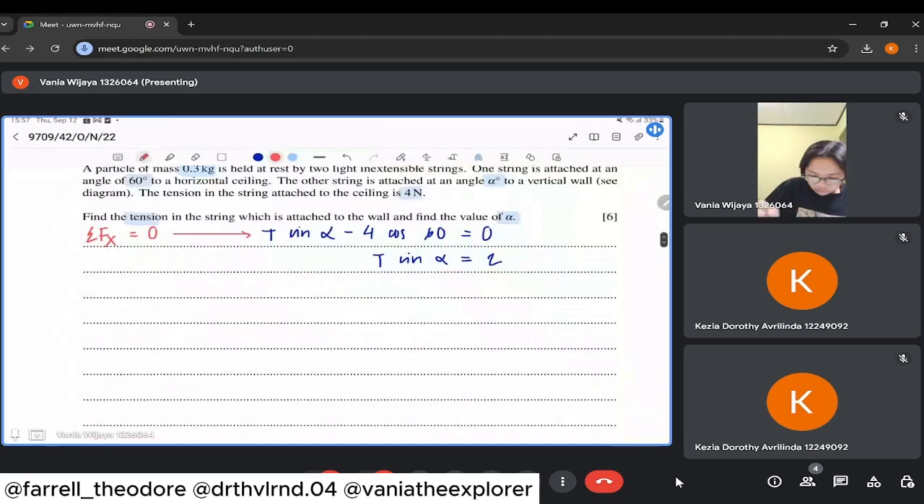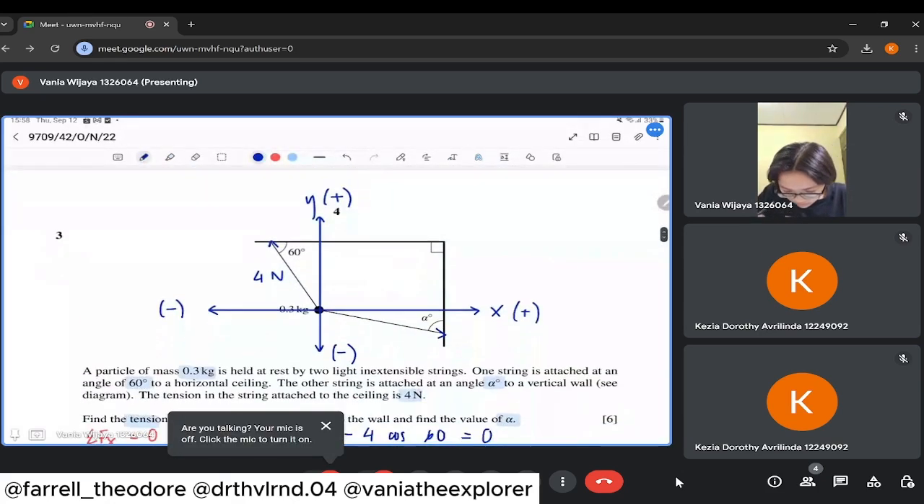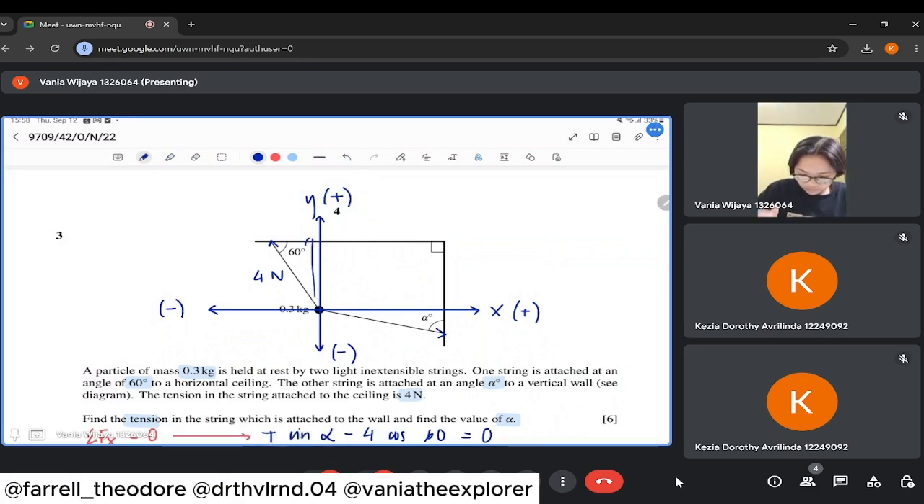And for the Y component, it's going to be 4 sine 60, positive because it's going here.